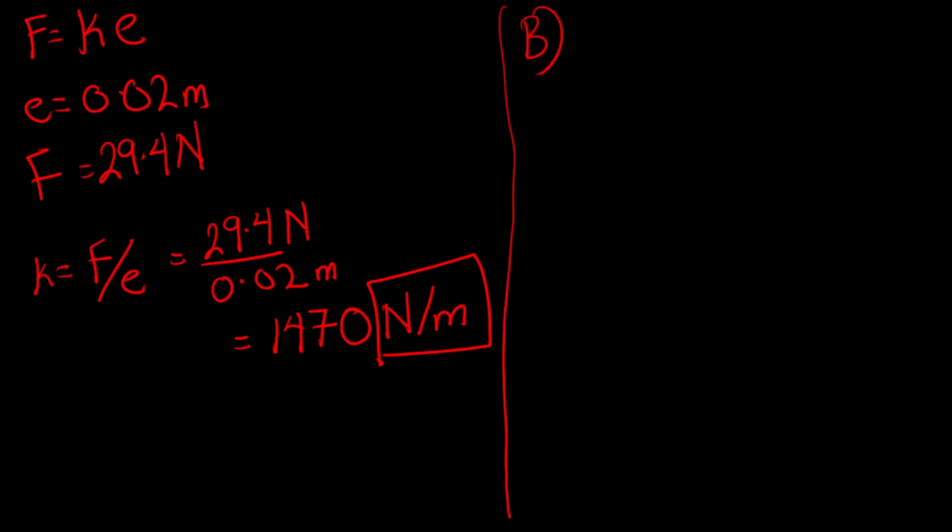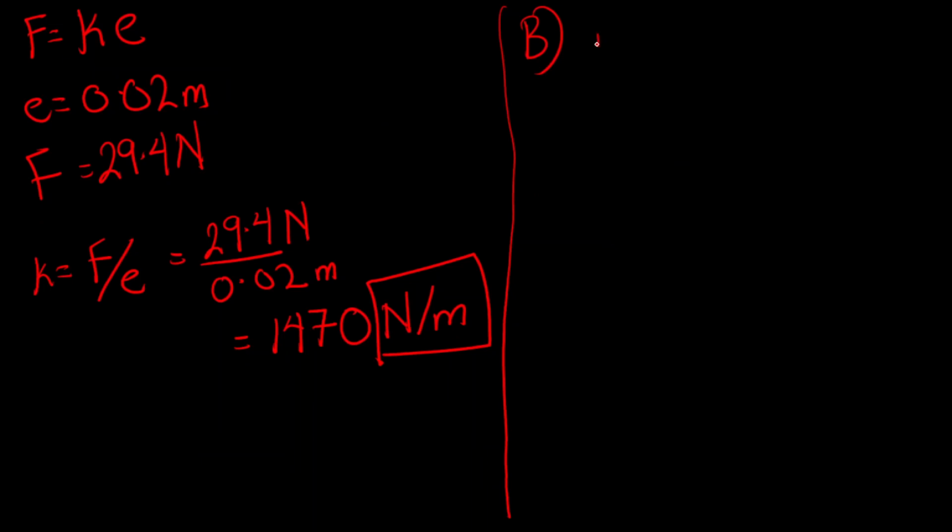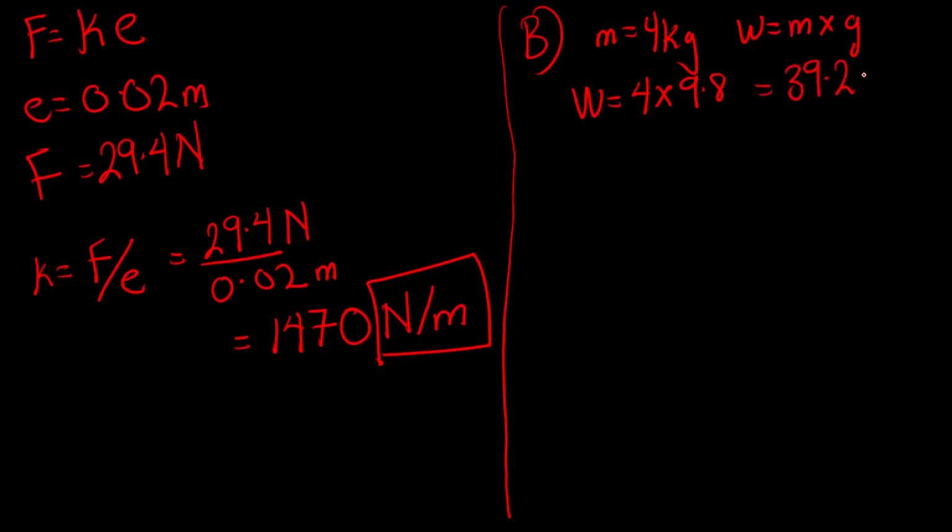Right, so just another question. B. What is the extension if the spring is stretched by a block of 4 kilograms? Okay, so we have a new mass, which is 4 kilograms. If we convert this to weight, it will be 4 times, remember, M times G, where G is 9.8, so 4 times 9.8 should give us 39.2 Newton.